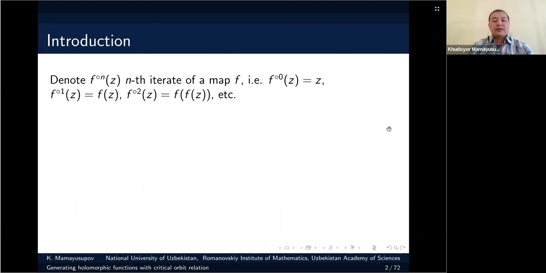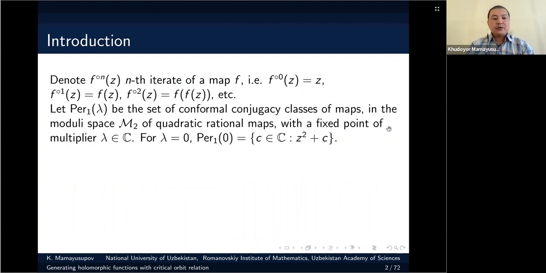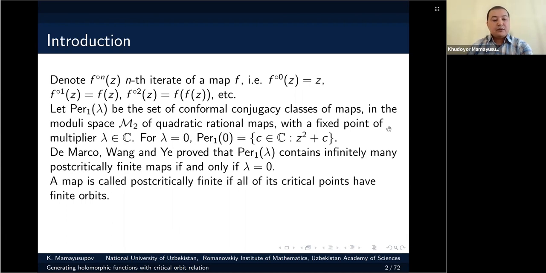So the iterate of a function we denote like this. Consider the set of conformal conjugacy classes of quadratic maps in the moduli space M2. Each map in this family has a fixed point with multiplier lambda. For lambda 0, we just consider the quadratic polynomial family. In 2015, Ma, Wang, and Ye proved that this family contains infinitely many post-critically finite maps if and only if lambda is 0. In other words, if lambda is not equal to 0, you cannot have infinitely many post-critically finite maps.